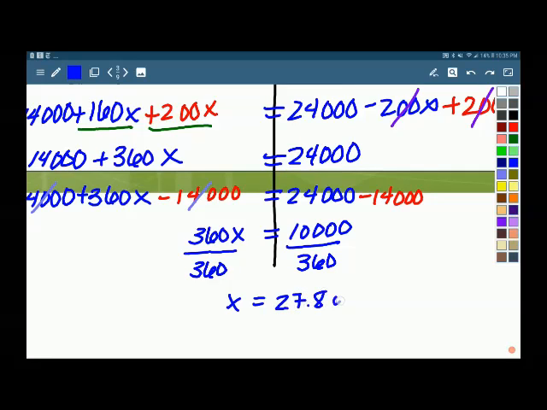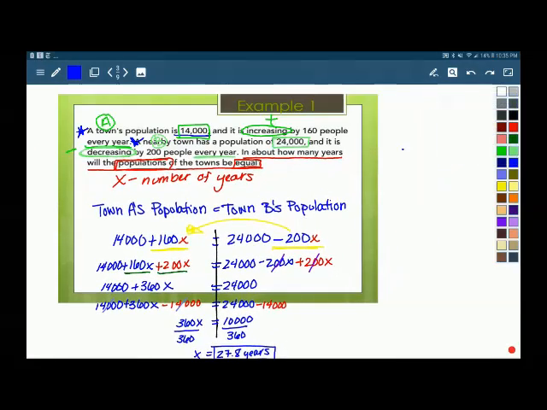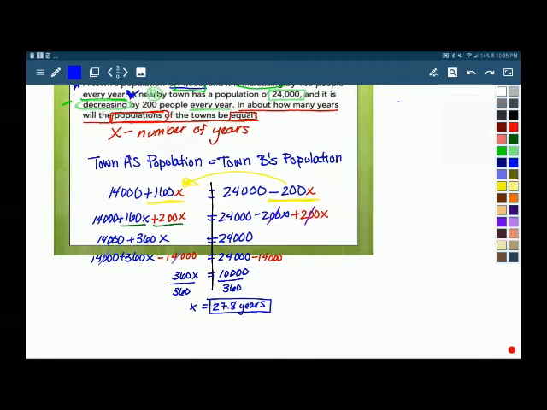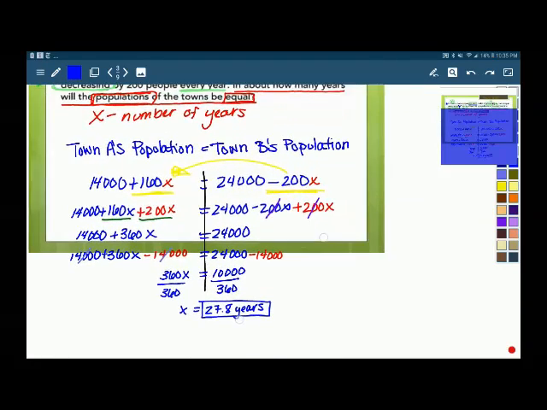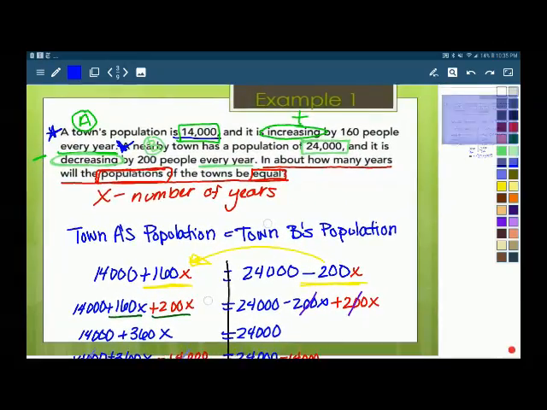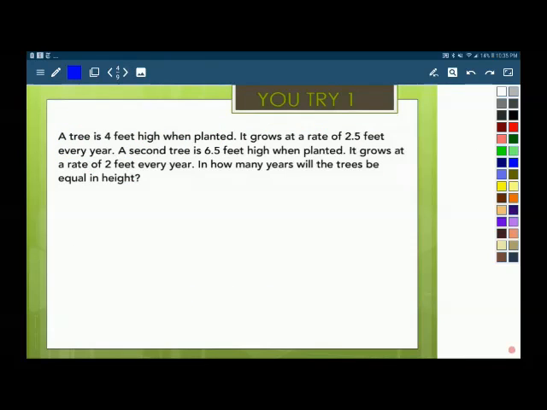27.8 years. Now remember, we should have real-life answers to real-life questions. So if you were to be asked this question of when the two towns' populations would be equal, you would say in about 27.8 years. Or if you wanted to even round that to the whole number, since there's no rounding instructions, you can say in approximately 28 years. Let's have you give this a try in your first U try.